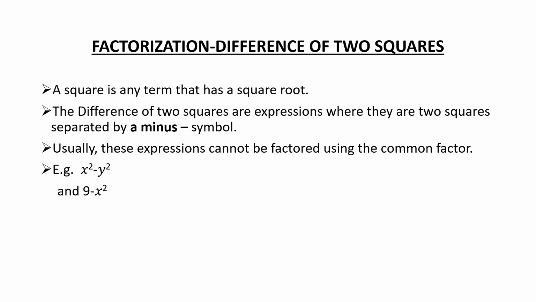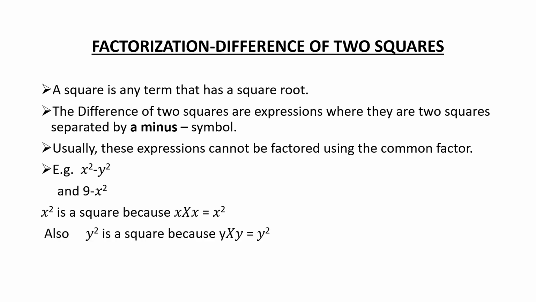When you do that, it will be easy for you to know the square roots of some numbers, because the square root of 4 is 2 and the square of 2 is 4. That is the language: the square root of 4 is 2 and the square of 2 is 4. If you have done indices, you must be familiar with this language. So x squared is a square because x times x is x squared. Also, y squared is a square because y times y is y squared. And 9 is a square because 3 times 3 is 9.